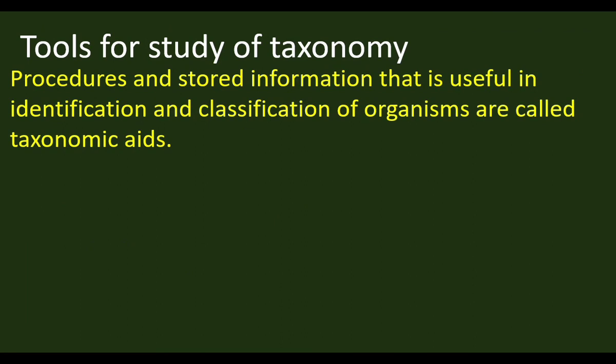Procedures and stored information that is useful in identification and classification of organisms are called taxonomic aids. Taxonomic aids are procedures or stored information. This information is used for identifying and classifying the organisms.